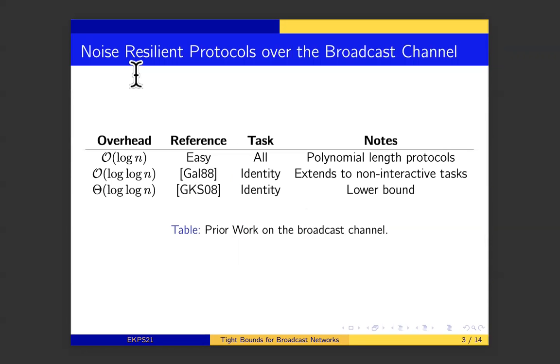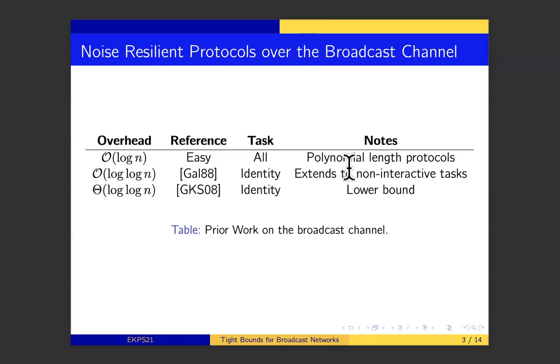We can show that if you have a protocol in the noiseless broadcast network, and we shall assume that all protocols are polynomial in length, this is the parameter range that we are interested in, then with an overhead of O of log n, which means a multiplicative overhead of O of log n in the number of rounds, you can get a protocol that is equivalent and works in the noisy broadcast network. Why is that? This is because you can take each round of the original protocol and you can repeat it log n times in the noisy broadcast network.